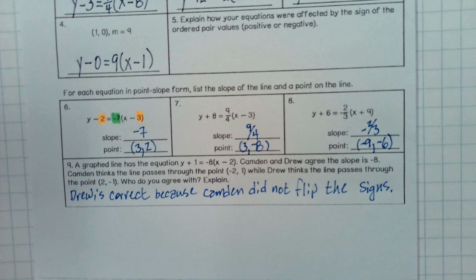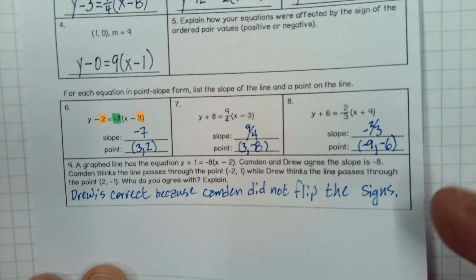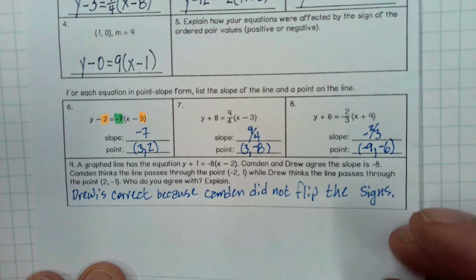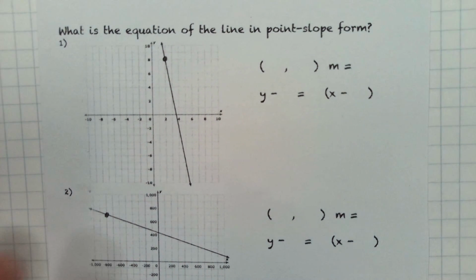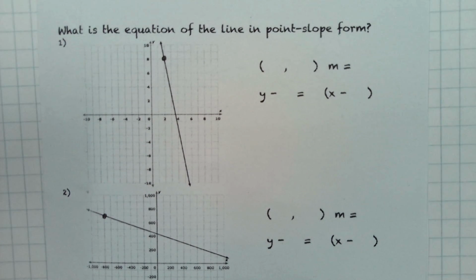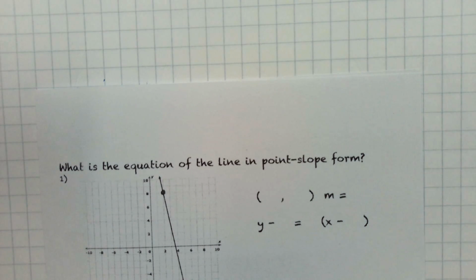Okay, guys. So the last thing we're going to do, and this will go quick, we're going to look at 3 graphs, and we're going to come up with the equation of the line. Okay? So you guys ready? Let's take a look. So it says, what is the equation of the line in point slope form? So right above here, let's all write down point slope form.